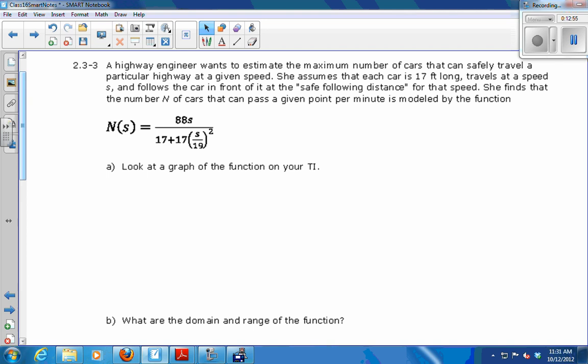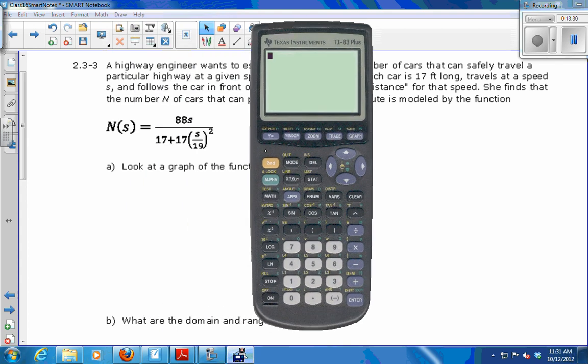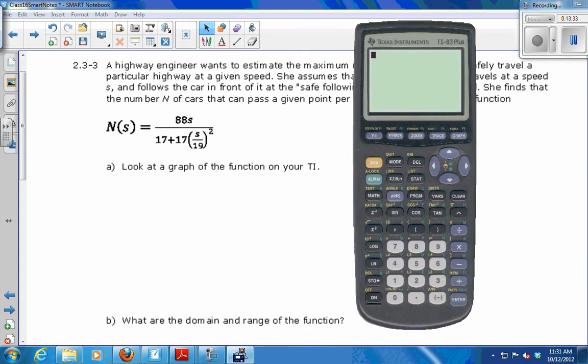And as we speed up, how many cars are going to pass that point per minute, more or less? More? Until, what do you think? Yeah, until that safe driving distance starts to make the cars really far away. Because if you're driving fast, the following distance gets longer. So fewer cars are going to be going by this point every minute. Okay, so let's take a look at this graph and see if it matches the intuition that we just thought about.